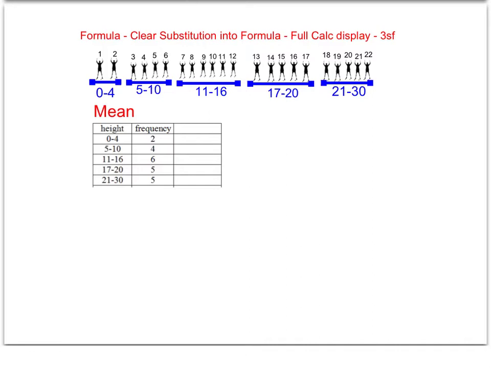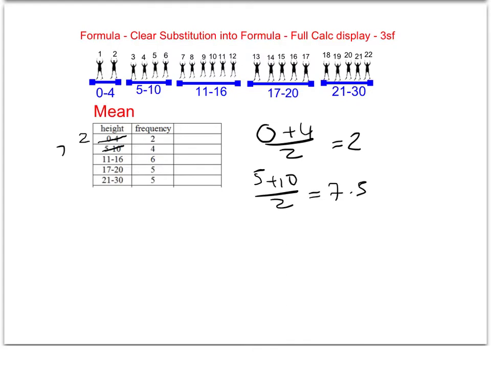So the first thing we're going to do is work out what the midpoint of each of the groups is, and you do that by adding together the ends and dividing by 2. So 0 add 4 over 2 is 2, so we basically replace the whole group with the number 2 as a guess of what those two people said. Then 5 add 10 over 2, that's 7.5. So we just guess, we don't know what those people said, something between 5 and 10. 11 add 16 divided by 2, 13.5.